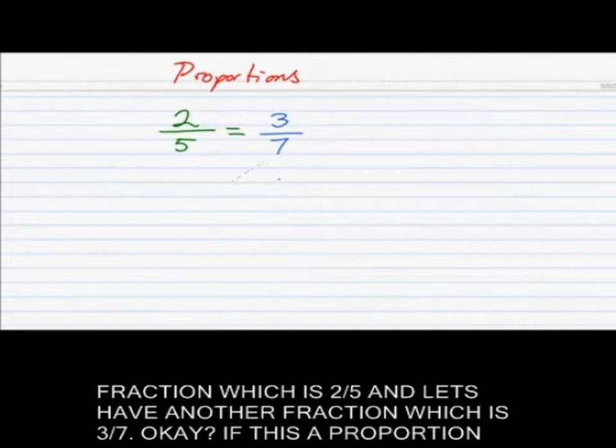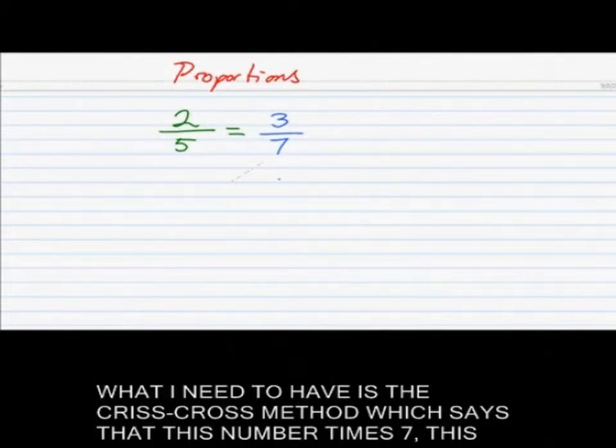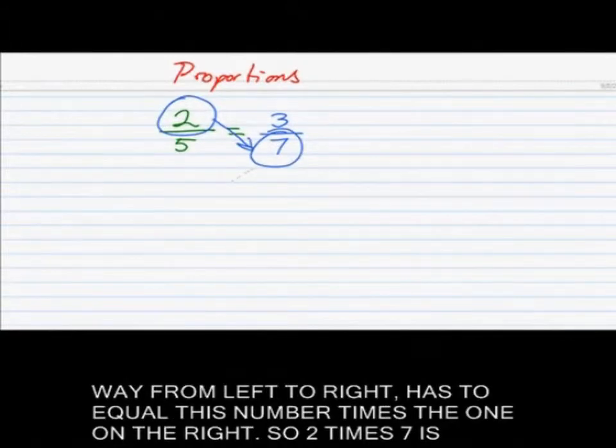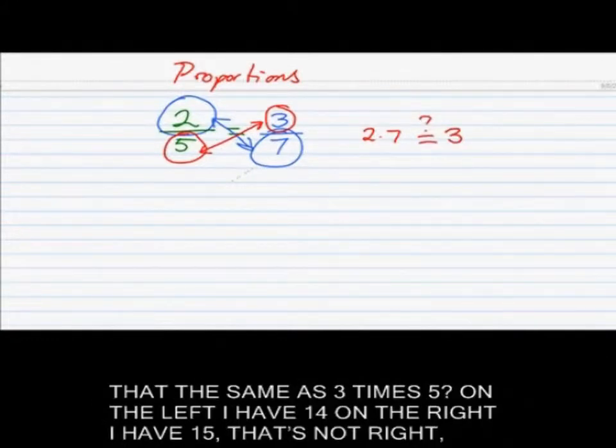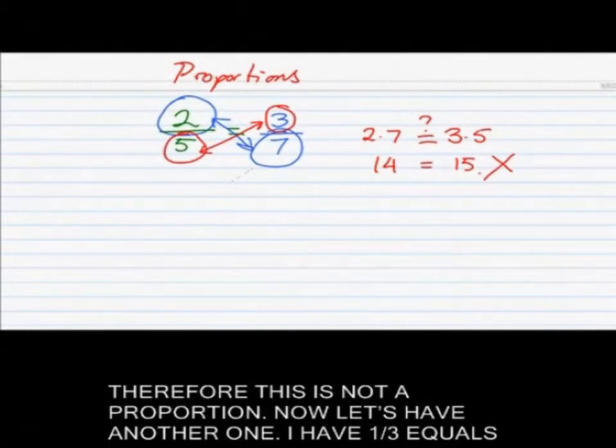Okay, if this is a proportion, what I need to have is the crisscross method, which says that this number times 7, this way from left to right, has to equal this number times the one on the right. So 2 times 7, is that the same as 3 times 5? On the left I have 14, on the right I have 15. That's not right. Therefore, this is not a proportion.